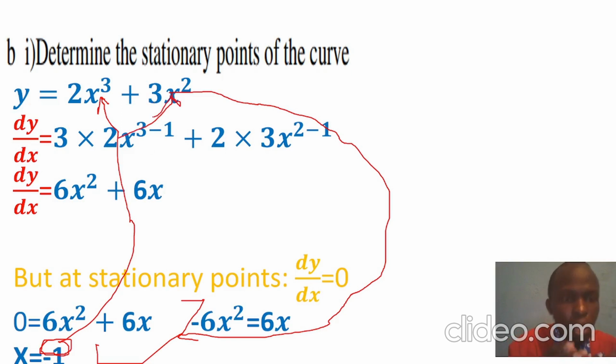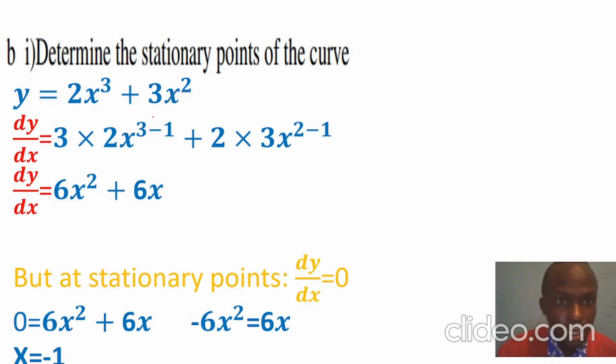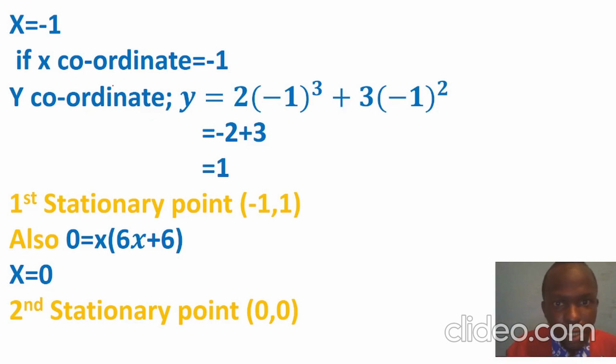So we are going to come back to the original equation so that we substitute the value of x at the stationary point. Let us see what happens in the solution. So if x is equal to -1, the x coordinate is -1. What about the y coordinate?